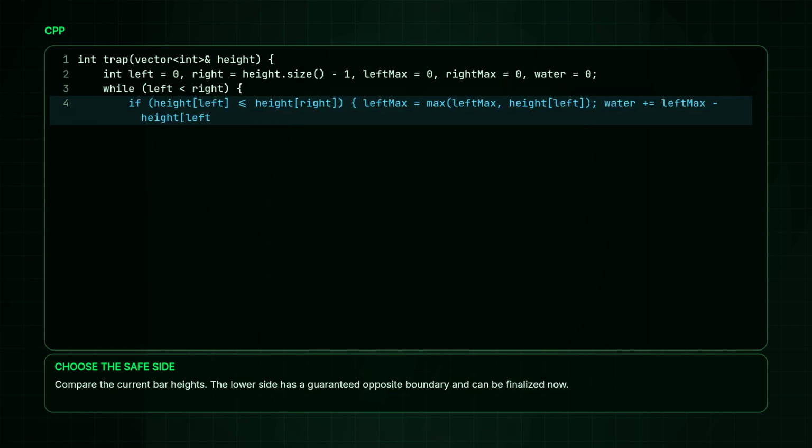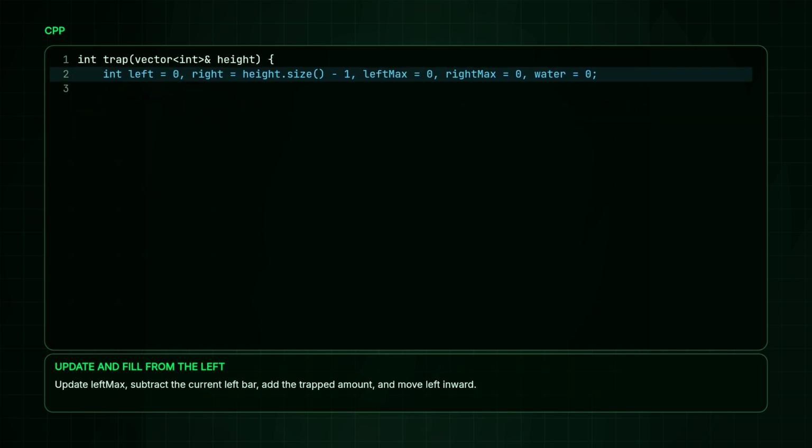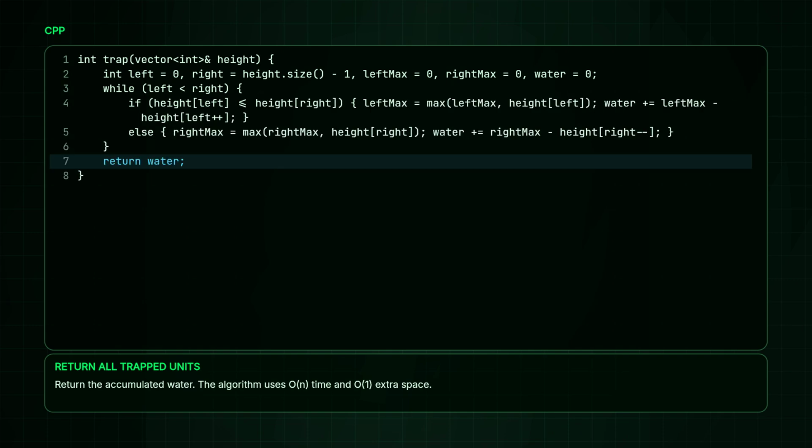Compare the current bar heights. The lower side has a guaranteed opposite boundary and can be finalized now. Update left max, subtract the current left bar, add the trapped amount and move left inward. Otherwise update right max, calculate the water above the right bar, and move right inward. Return the accumulated water. The algorithm uses O(n) time and O(1) extra space.